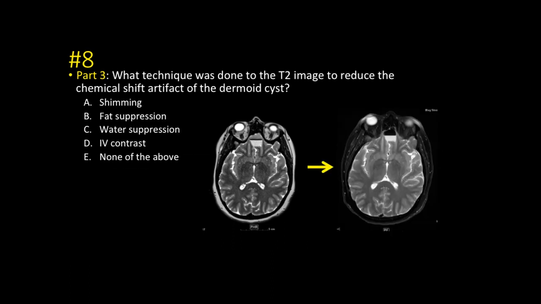This occurs because the resonant frequencies of fat and fluid are slightly different. And then part 3, which technique was done on the T2 image to reduce that chemical shift artifact, to get rid of that band of the dermoid cyst? Fat suppression. It's the same image, just that the fat is suppressed. The scalp is dark now.